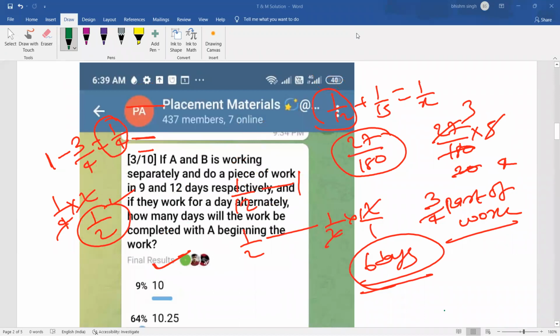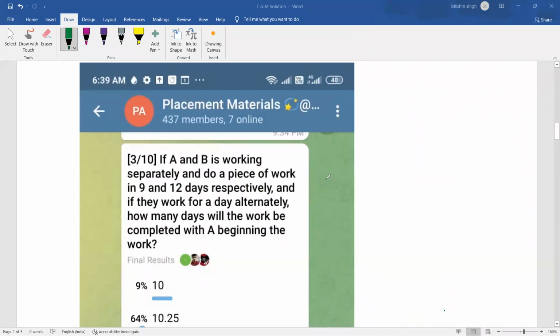If A and B working separately can do a piece of work in 9 and 12 days, and if they work for a day alternately, in how many days will the work be completed if A begins the work? Like A starting here, second day B doing, third day A doing, fourth day B doing, fifth day again A doing, sixth day again B doing.